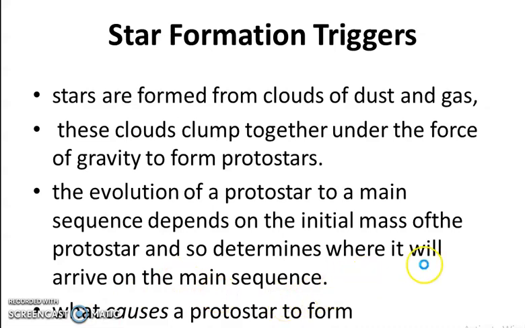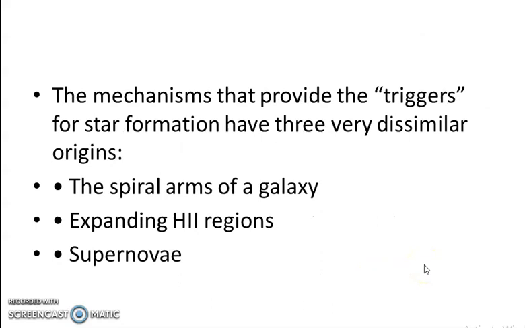There are three mechanisms that trigger star formation, and they have very dissimilar origins. The first one is the spiral arms of a galaxy, the second one is the expanding H2 regions, and the third one is supernovae.